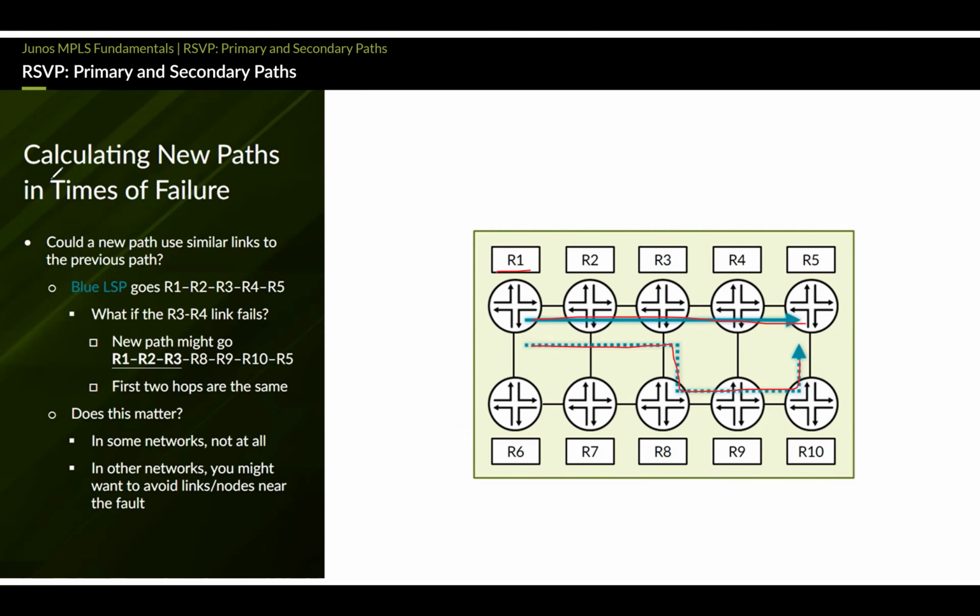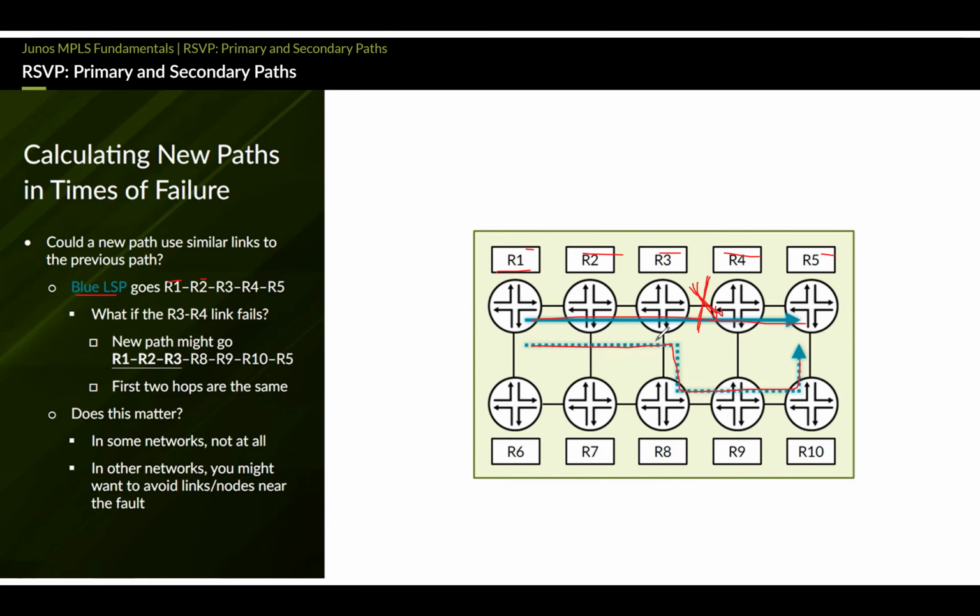So calculate a new path in terms of failure. For a new path, use similar links to the previous path. That means blue LSP, router 1, then router 2, router 3, router 4, then router 5 is the shortest path by default. What if the router 3 and router 4 link fails? Router 3 and 4 link fails. What will happen?